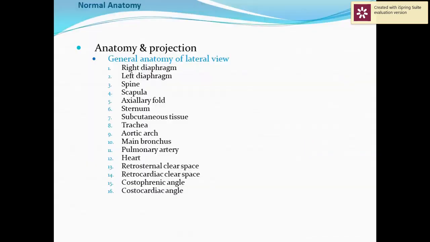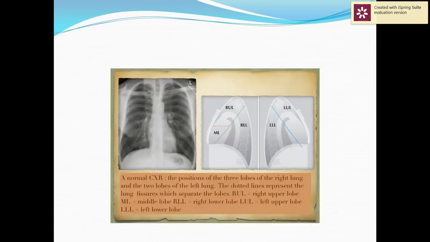General anatomy of the lateral view: right diaphragm, left diaphragm, spine, scapula, axillary fold, and sternum, also the aortic arch and the main bronchus, and the costophrenic angle and the cardiophrenic angle. Of course, we have, as we said, the oblique fissure. This is the left side and this is the right, where the transverse fissure is also there.